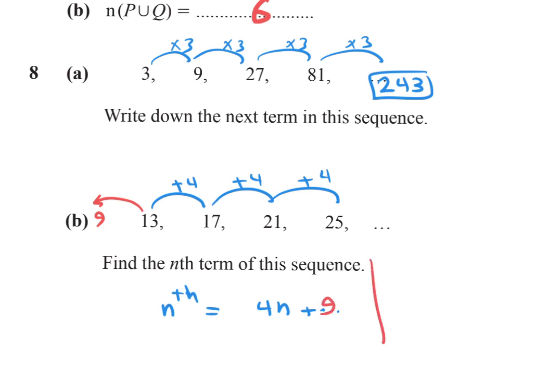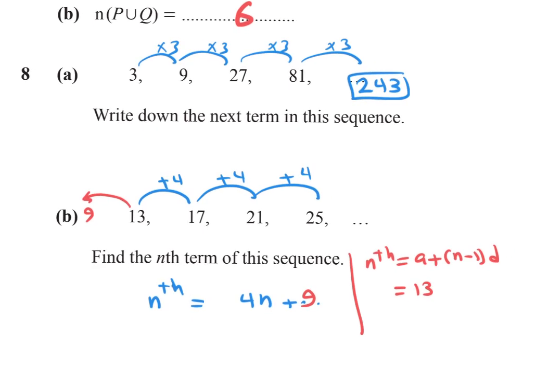Or you can, we have a formula for this type of sequence. If you add or subtract the same number, the nth term is A plus (n minus 1) times D. A is the first term, which is 13. D is the common difference, which is 4. We add 4 each time. So 13 plus (n minus 1) times 4. If you expand, 4 times n equals 4n, and 4 times negative 1 is negative 4. If you combine the like terms, 13 and negative 4, you get the same answer, 4n plus 9.